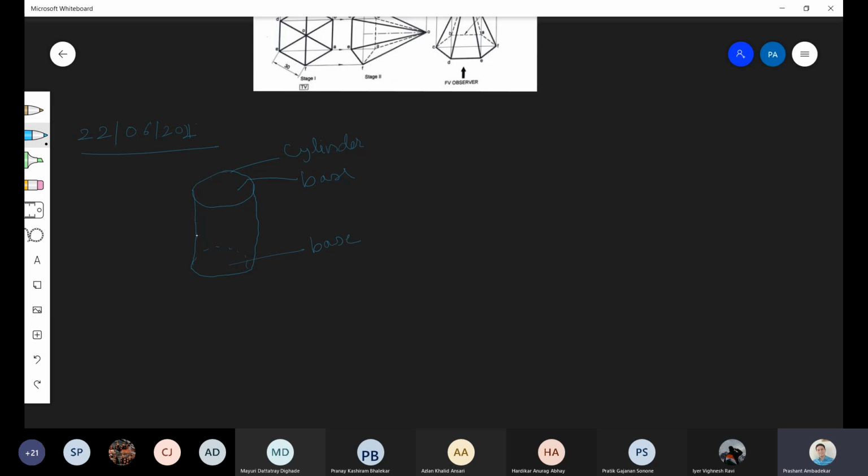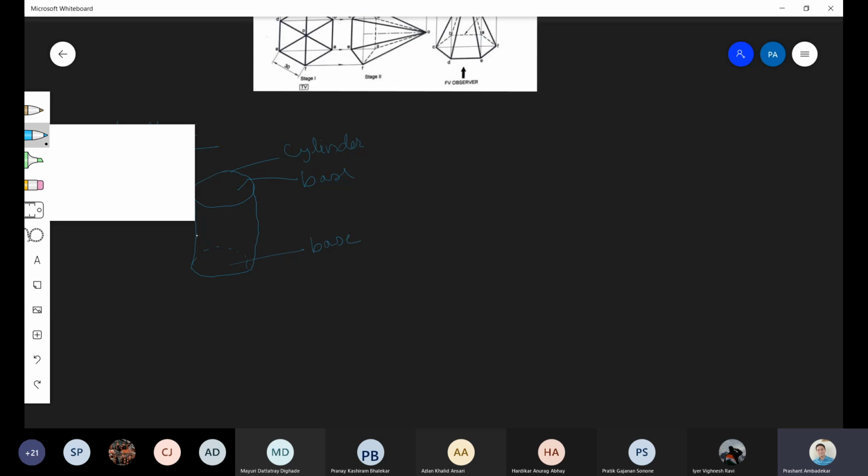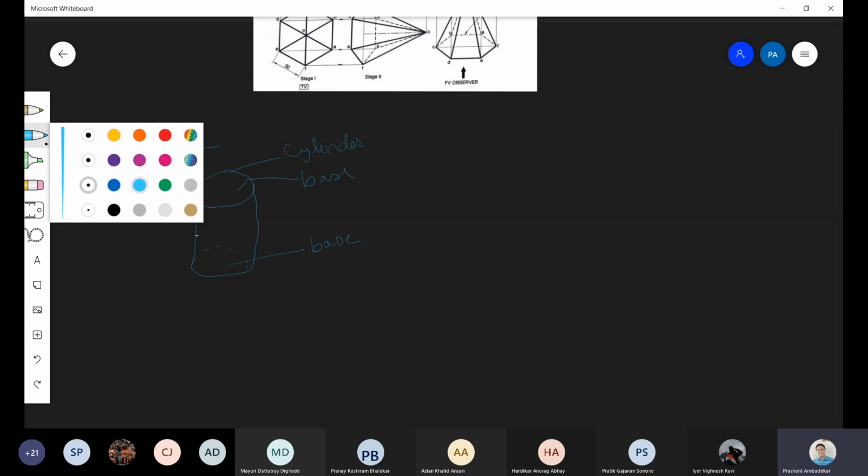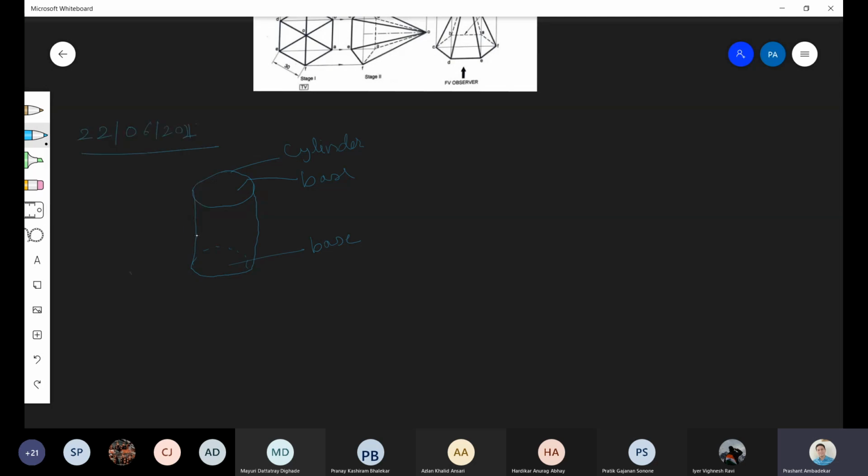And if you see a cylinder, you will not see any vertical line like this. You just see a circular surface. So this vertical line which you can see here is not there. It is not there. This is an imaginary line. So this line is called a generator.